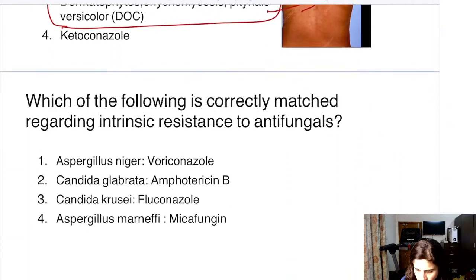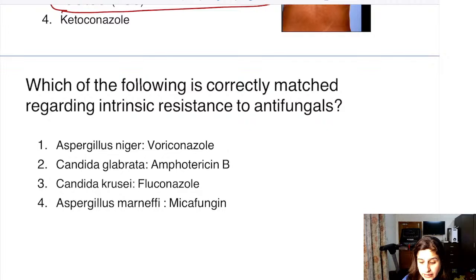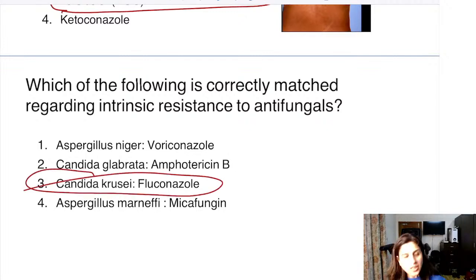One last question came, this is basically a rote-learning question, if you can remember: which of the following is correctly matched regarding the intrinsic resistance to antifungals? This was just recently asked in the last INICET paper. You can just remember this question as such. Which is the important one here? Yes, 3. Very good. So this one is the correct option. So you can just remember it, rectify it, and know it.